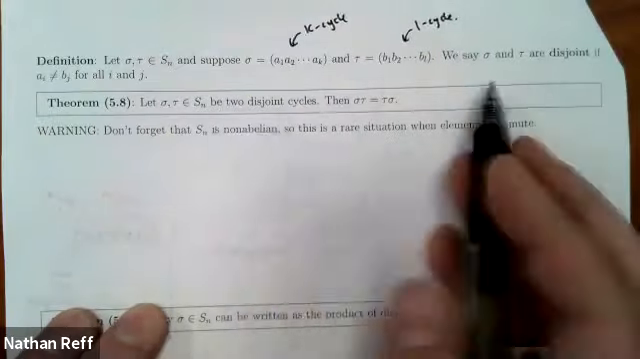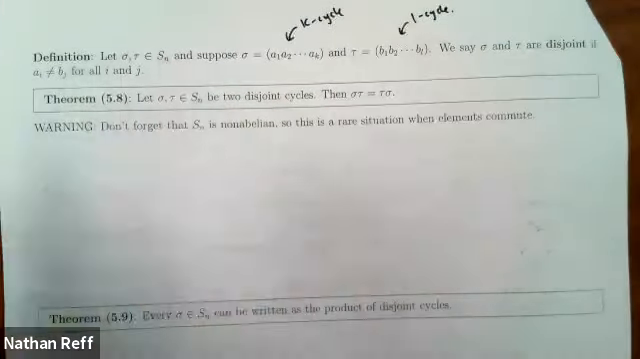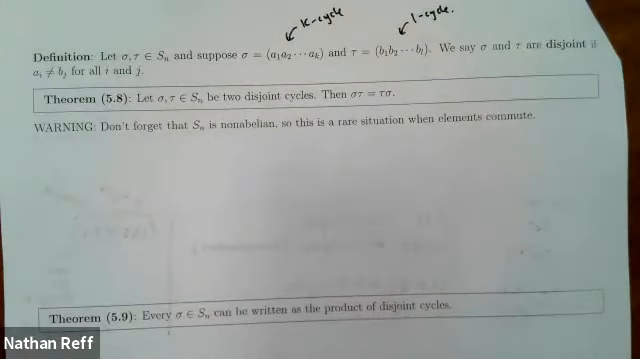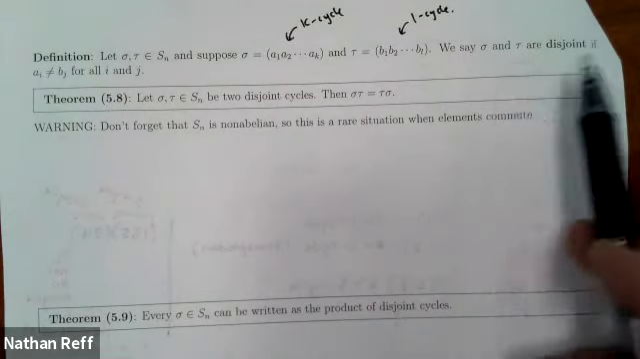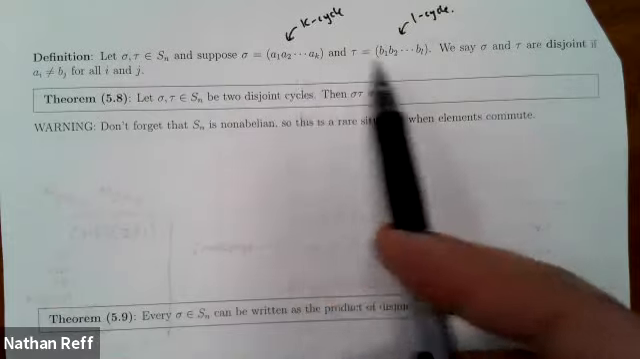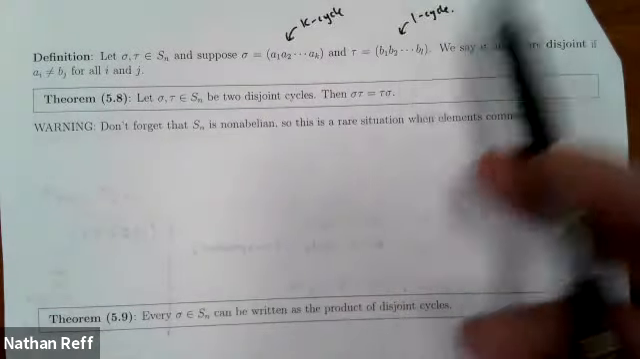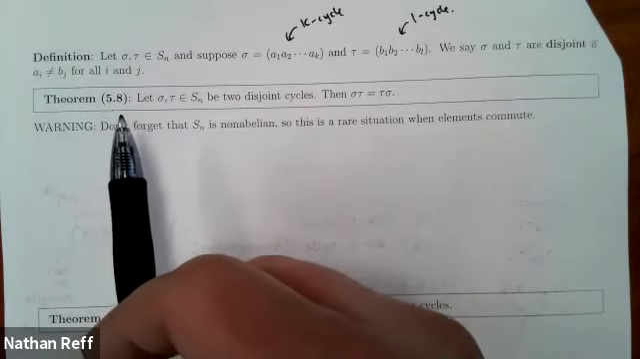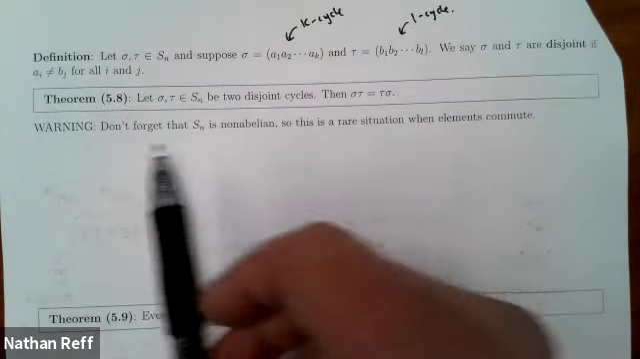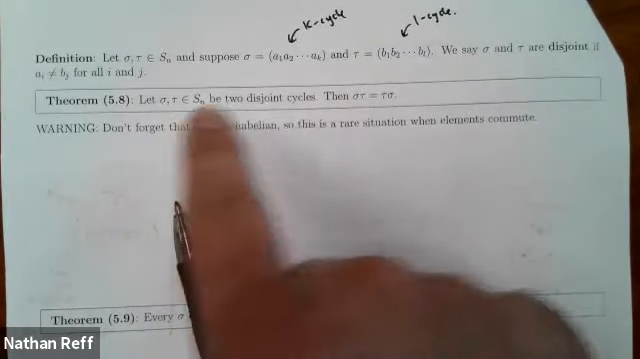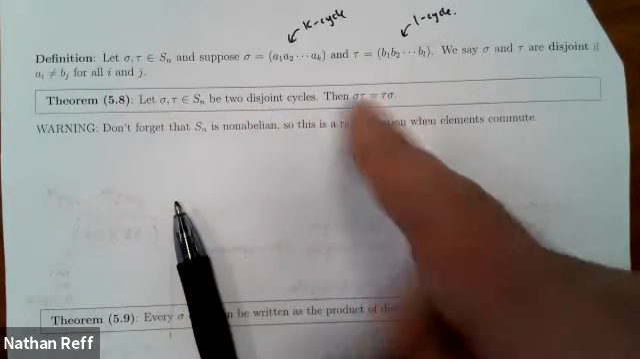So this definition is not going to apply to everything in Sn because Sn may contain elements that are not just K cycles or L cycles, but you can generalize the idea. And we say that they're disjoint if they don't share anything, right? If there's no alpha i that's equal to some element over here. And then this theorem is kind of nice. It just says if you happen to actually have disjoint cycles, they do commute with each other.